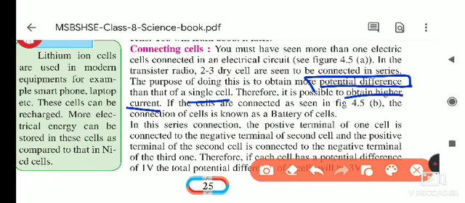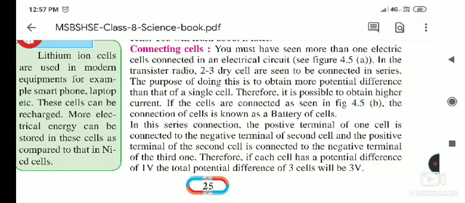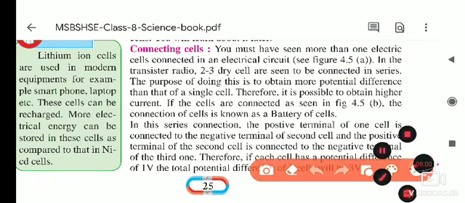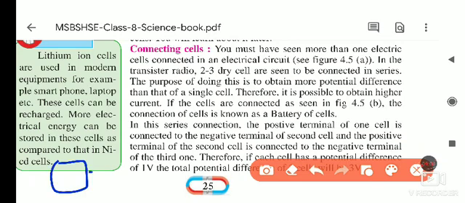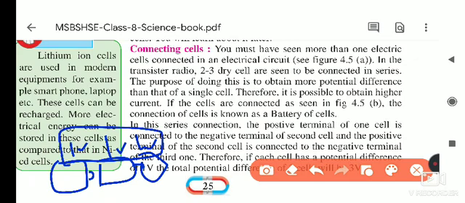What happens when we join 2-3 dry cells in series? Every cell has its own potential, and when we arrange them in series, the potentials add up. Suppose this cell has a potential difference of 1 volt. One more cell joined here has 1 volt, and one more joined here also has 1 volt. So the sum of all the potential differences is 3 volts, and because of this arrangement we get higher current.